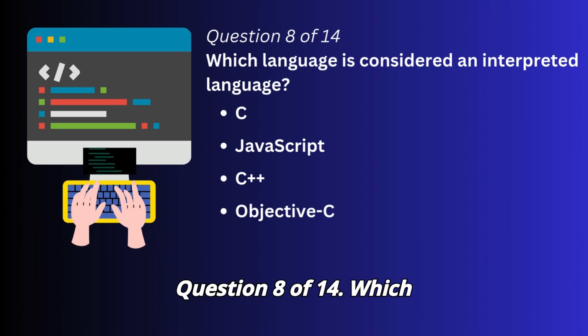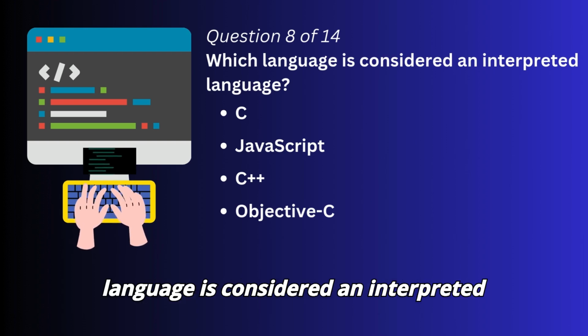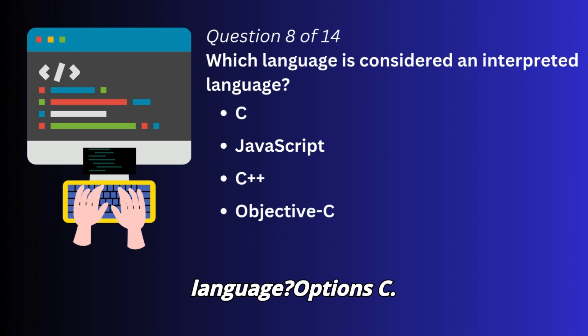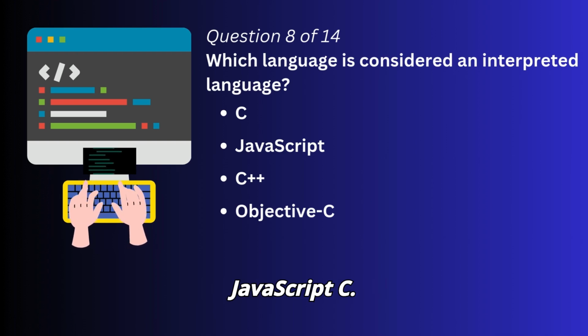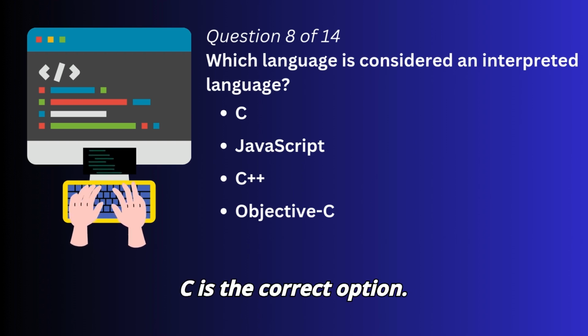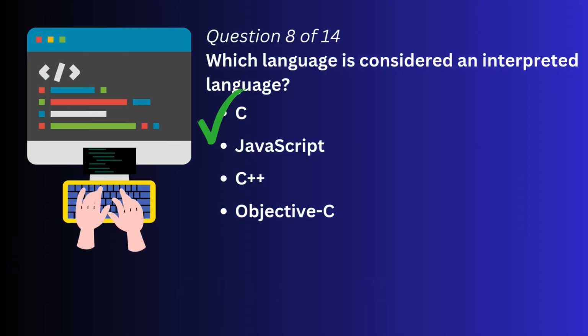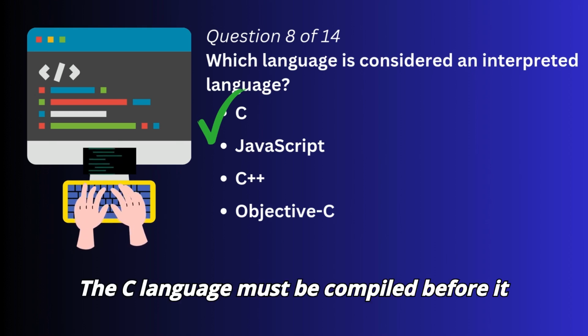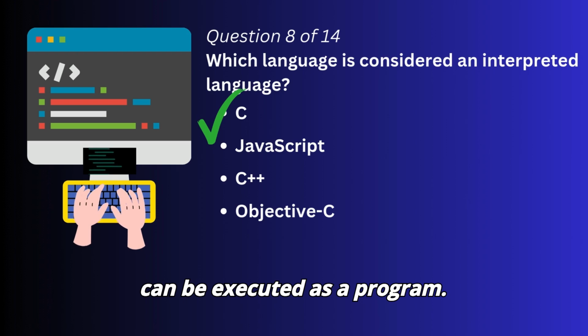Question 8 of 14. Which language is considered an interpreted language? Options: C, JavaScript, C++, Objective-C. C is the correct option. The C language must be compiled before it can be executed as a program.